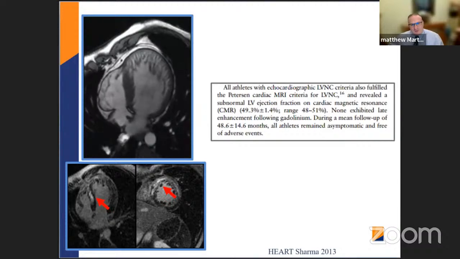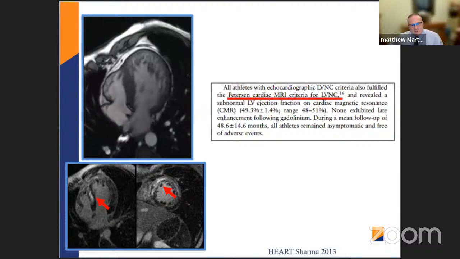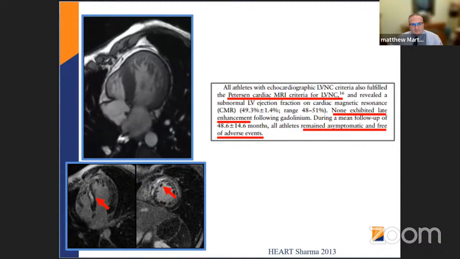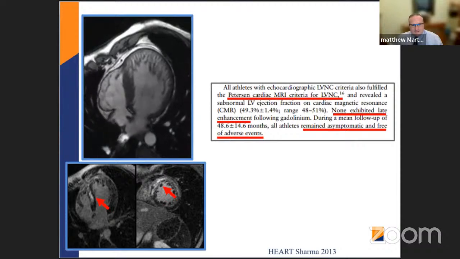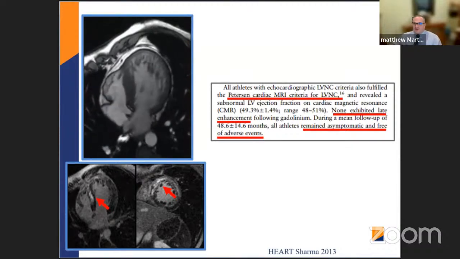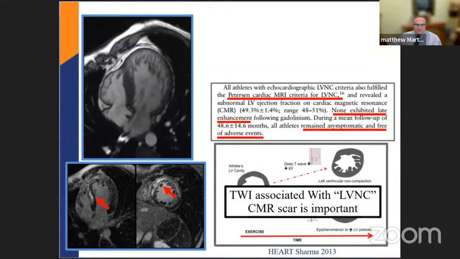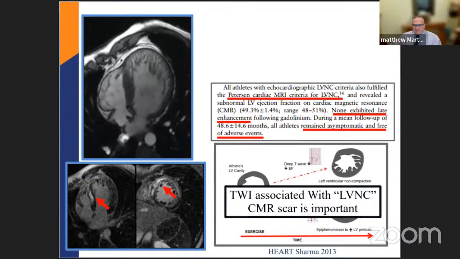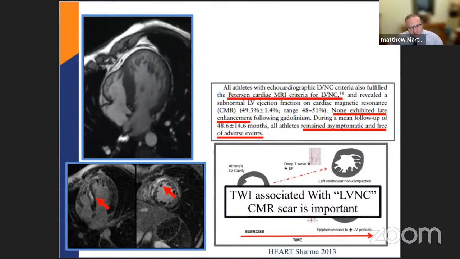So I went back to the paper and I pulled the data, and indeed they used Peterson criteria for non-compaction. So those 7 patients helped guide them in making the diagnosis of non-compaction. And none of the patients that they included had late enhancement. They were all asymptomatic and had no adverse events. So perhaps we should be adding to that TWI group with associated possible non-compaction that cardiac MRI should be part of the evaluation, and that the presence of scar is really helpful.